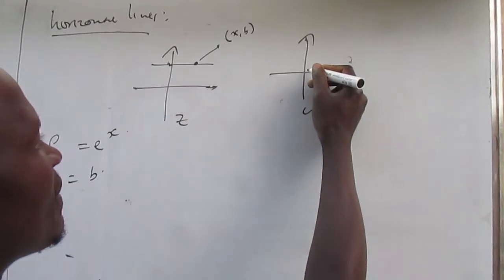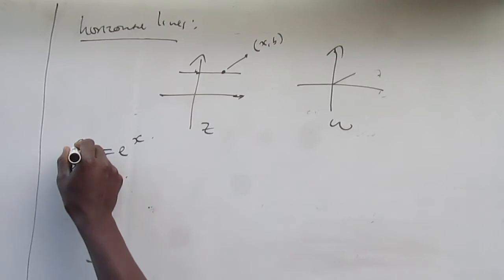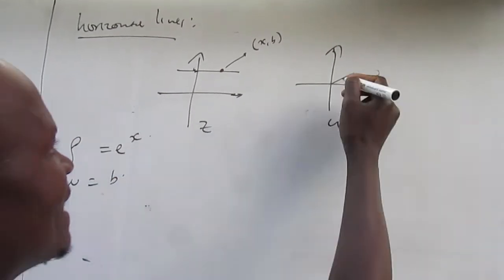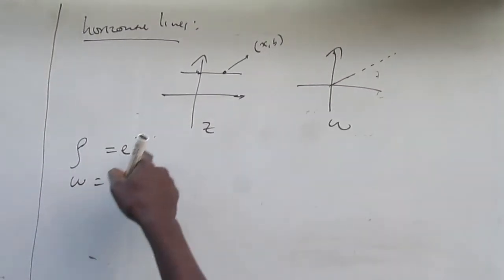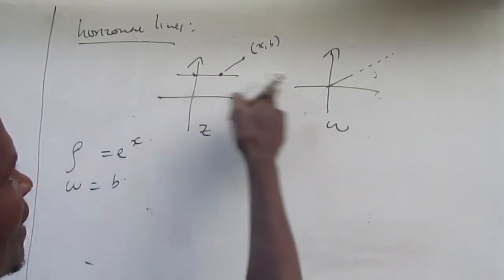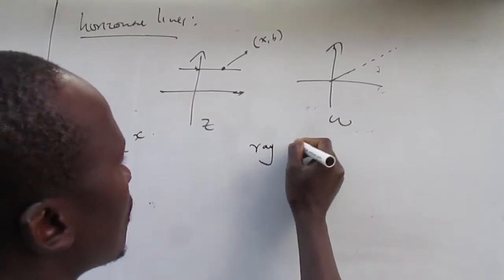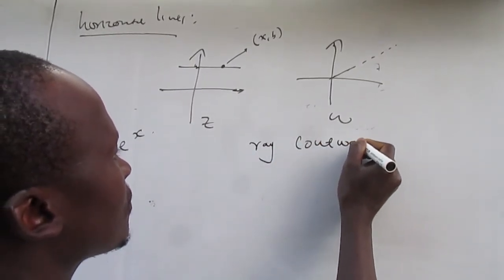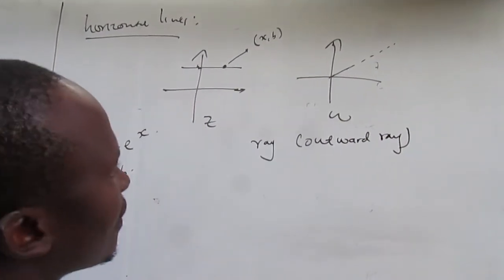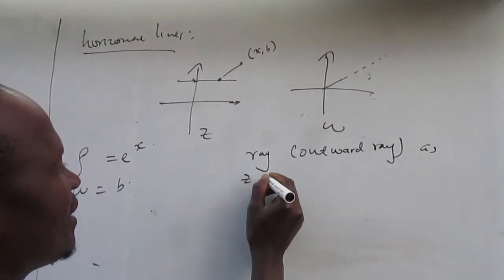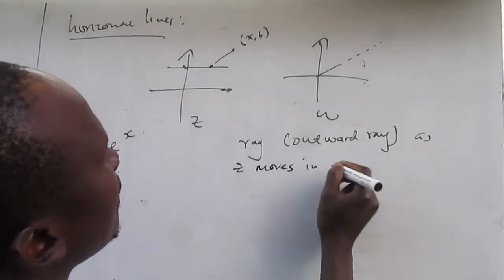And so there we have some kind of a constant angle, and then we also have e to the x as the varying radius. So the radius will keep on varying along this ray as z moves to the right. So the image of a horizontal line is a ray, actually an outward ray, as z moves to the right.